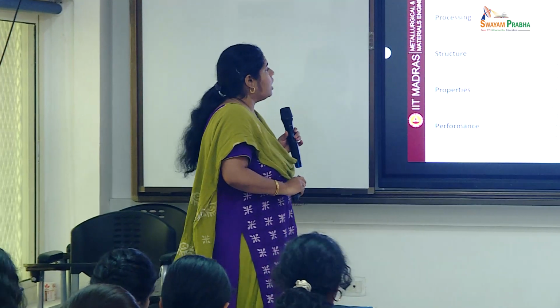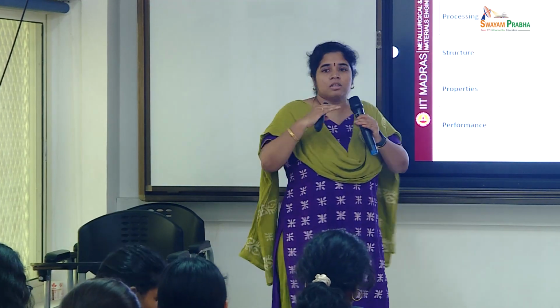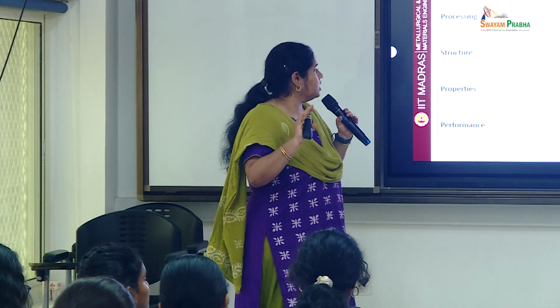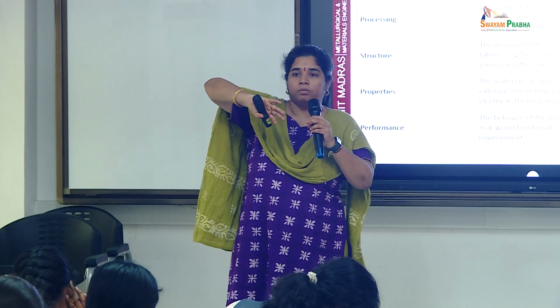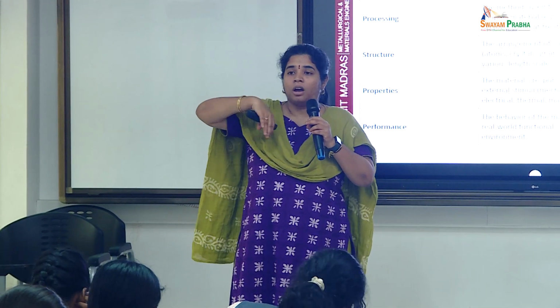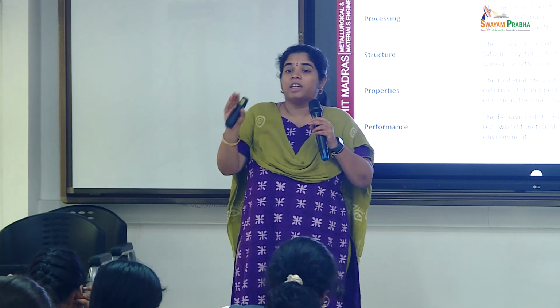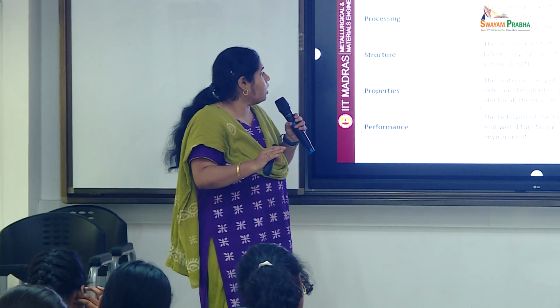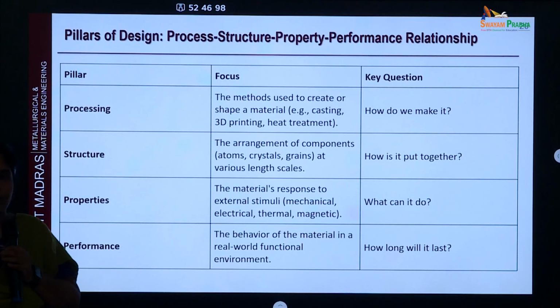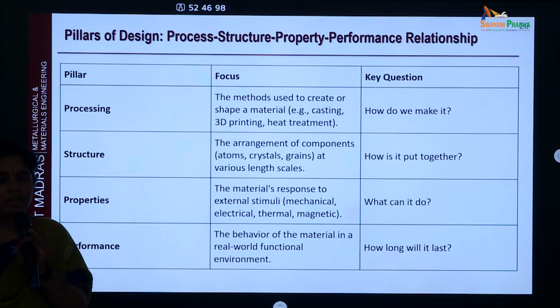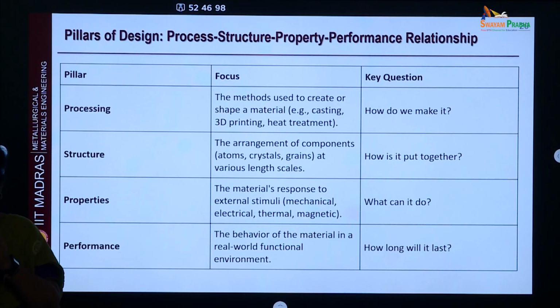Next is structure: the arrangement of atoms, crystals, grains, etc. in the material at various length scales. So how do I put it together? Like what type of phases, which means what the atomic arrangement is, at what angles and what orientations they are arranged, and accordingly how they join together. So what is a grain? It's an arrangement of atoms in a particular orientation. So what is the difference between one grain and another grain? It is like atoms in two different orientations.